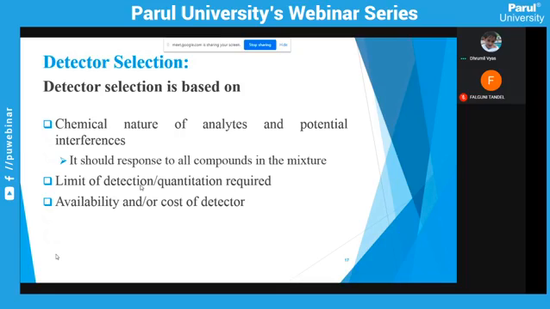If we know the nature of our analyte and potential interference, it is easy for us to select the detector. Also, it is very important that it should give a response to all the available compounds in the mixture, and also that we are able to establish the limit of detection and quantitation. This is a very important parameter before choosing the detector. If we are aware of all these things, then it is very easy for us to choose the detector, and our method development will get easier and we can move faster.